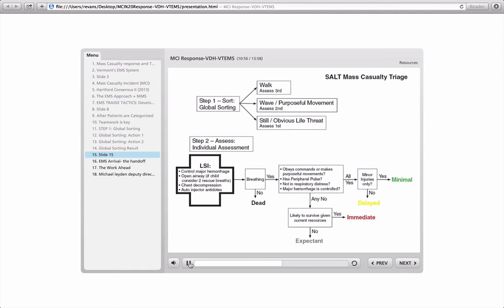As EMS arrives and applies their individual assessment portion of the SALT triage algorithm, they will conduct a number of assessments to identify where the individual falls in terms of overall prioritization. The categories are as follows: dead; expectant, which means that a patient may not be likely to survive given the resources we have available, but again, remember those resource levels change and this patient may still prove to be viable; immediate, the patient is likely to survive if we apply resources to them right now; delayed, a patient that does have injury and will need follow-up care, but can sustain for a period of time; and then lastly, minimal, either no injury or minor to the point where they may not be transported by EMS.